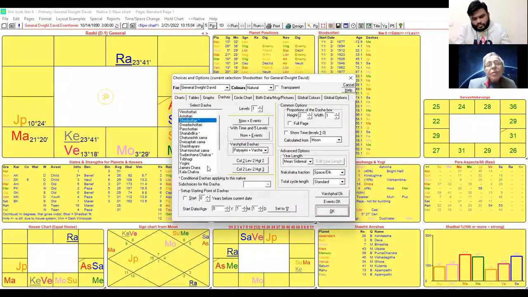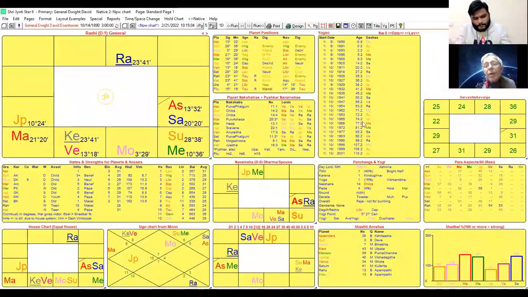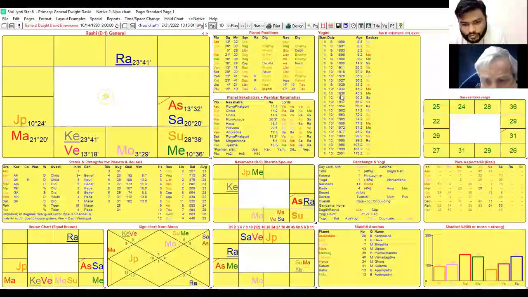Let's look at his chart. Let's look at his Yogini Mahadasha. Okay, so his Yogini Mahadasha is a bit different. So he gets elected. So he gets to be commander-in-chief in 1936, exalted Mercury. Again, it's his intelligence, it's his people skills to get in that position.